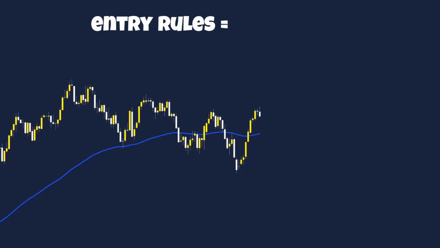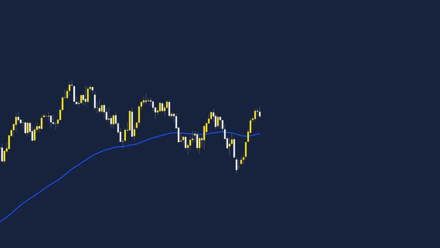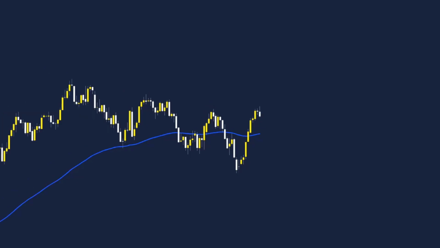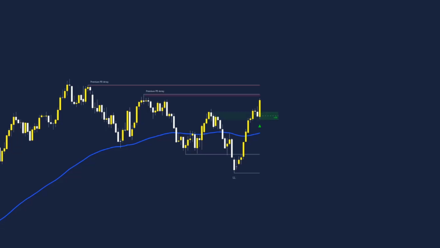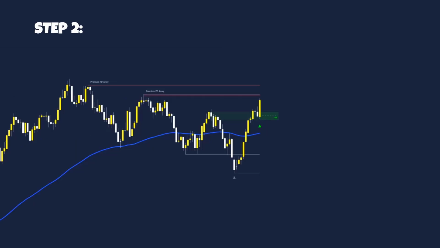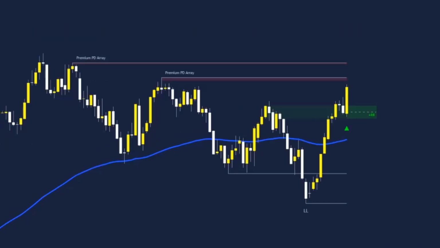Okay, so the entry rules for this strategy are very simple. We will be using the two free indicators to determine trades. One will provide a calculated entry signal with dedicated take profit locations, and the other will confirm the trade is valid. For entry, step 1 is to watch for an entry signal to paint on the chart. That's the red or green triangle label. For step 2, we need to make sure that price is on the correct side of the moving average that validates the buy or sell signal.